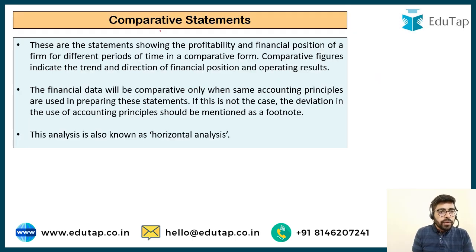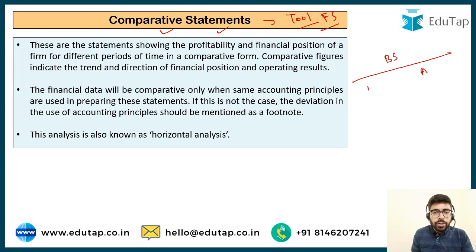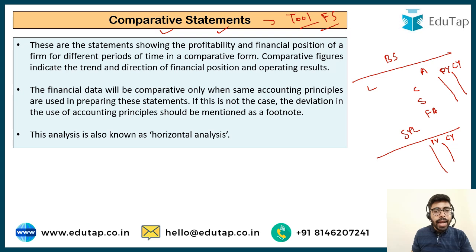Here the concept of comparative statements is relevant. It is an important tool for the analysis of the financial statements. These comparative statements show the profitability or the financial position of the firm for different periods in a comparative form. For example, if I am preparing the balance sheet, on one side there are assets, on the other side liabilities, and on the asset side we write different assets like cash, stock, fixed assets, everything, and we have the figure of the previous year and the figure of the current year. This is how we write comparative figures. Similarly for the liabilities and for the statement of profit and loss. We write the figures of the previous year and the current year, and we compare them.